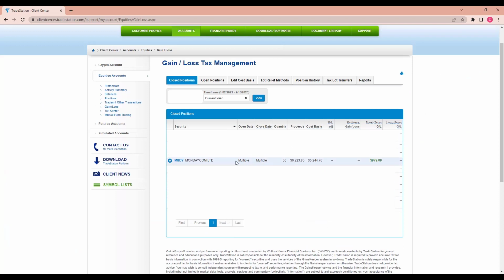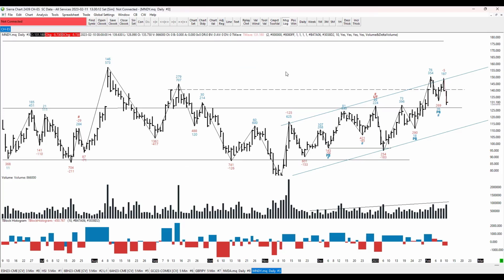This is my trading account and this is the Monday.com stock we took earlier. I have around $1,000 profit. So that's all for today.